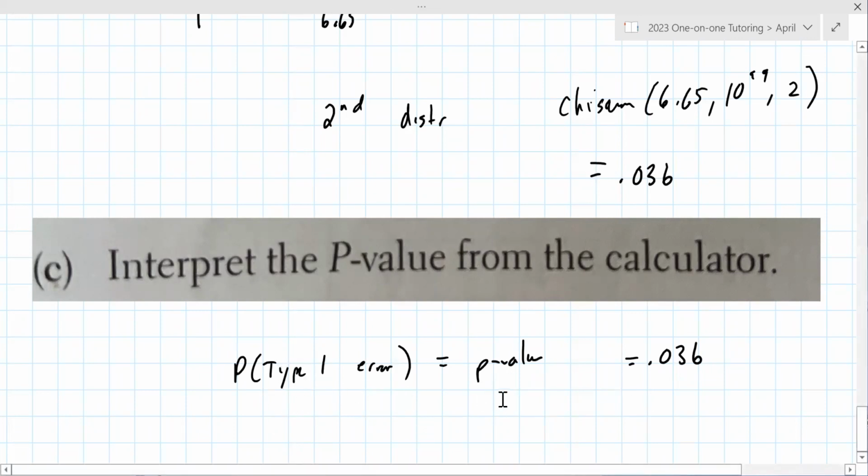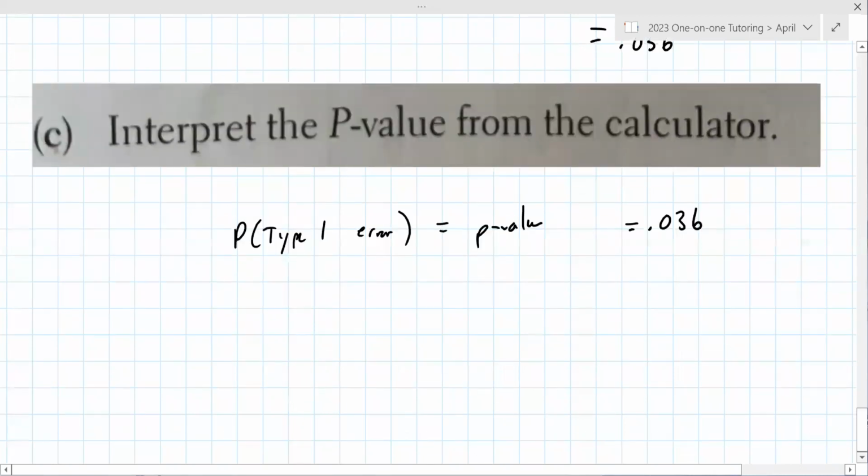Basically, type 1 error is when you reject the null hypothesis and it's actually true. You're saying there's still some possibility that we're not quite right. So yes, the p-value is the probability.